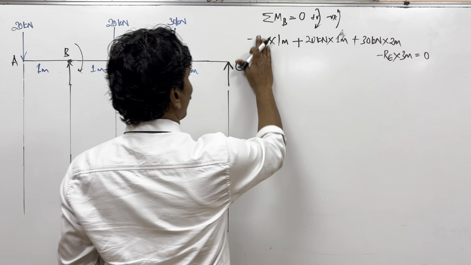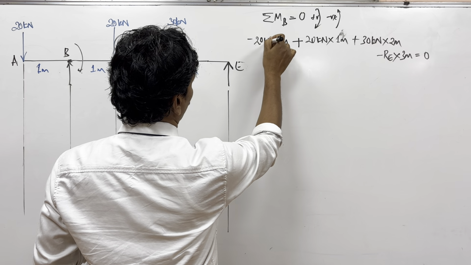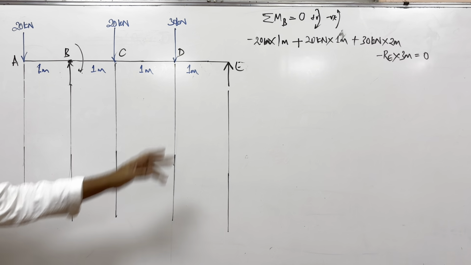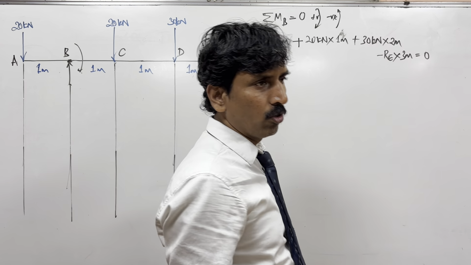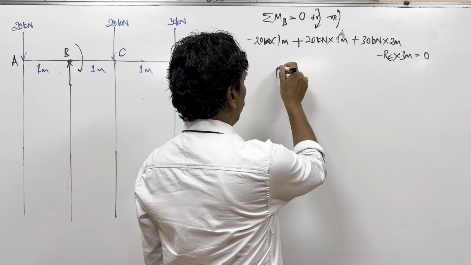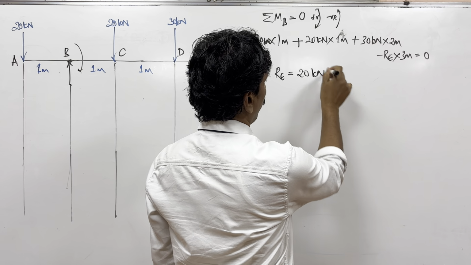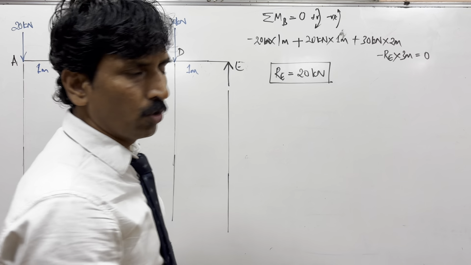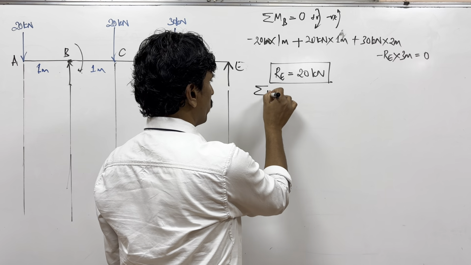Sorry, I have written RA wrong. Here the RA value I know, so I should write it as 20 kilonewton. Now there is only one unknown, so please find out the unknown. RE is equal to? RE found as 20 kilonewtons. Once you have found RE, then sum of the forces, sigma F is equal to 0.